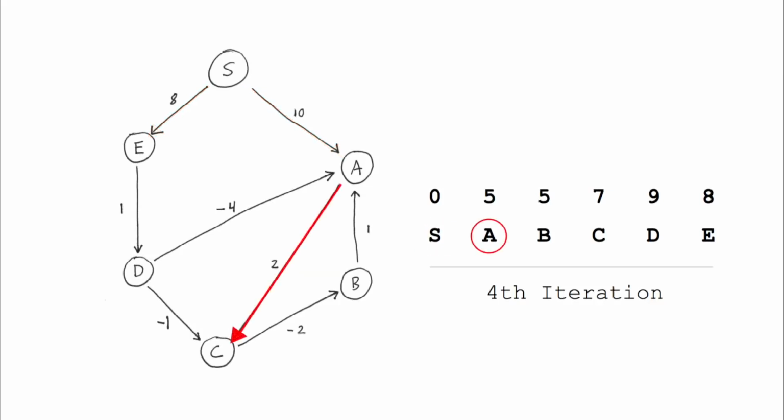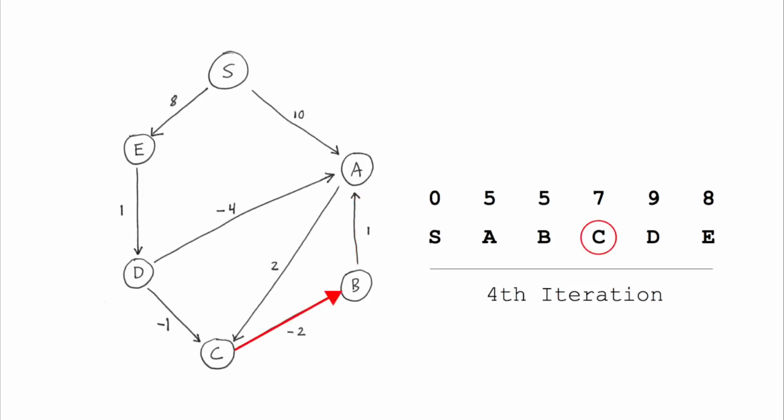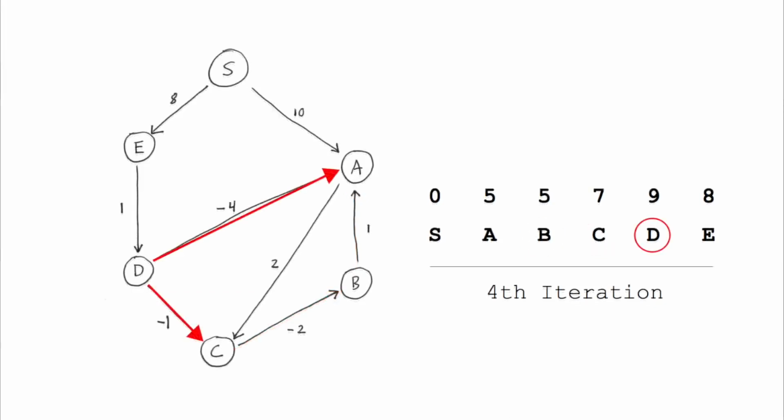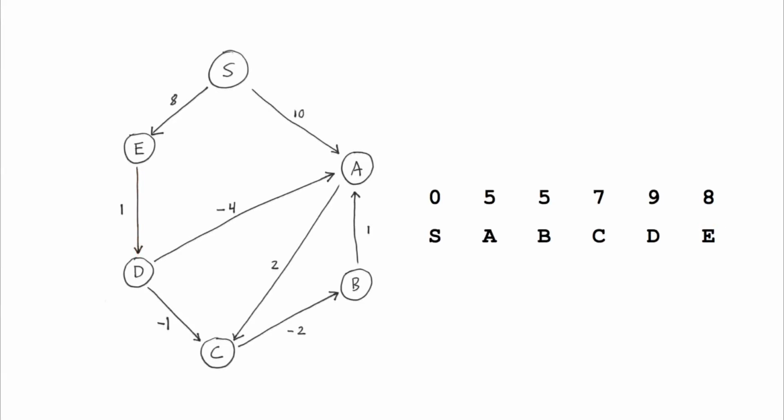As we progress through the nodes, notice that none of the values in our table are changing. We finished iteration 4 and all the values are the same. Why is this? Well, the algorithm takes at most V minus 1 iterations, but we can make it more efficient by stopping early if nothing improves during an iteration. So, after 4 iterations, we're finished.